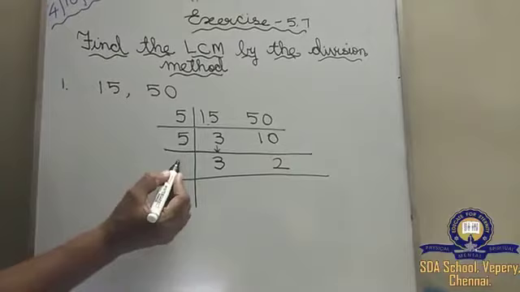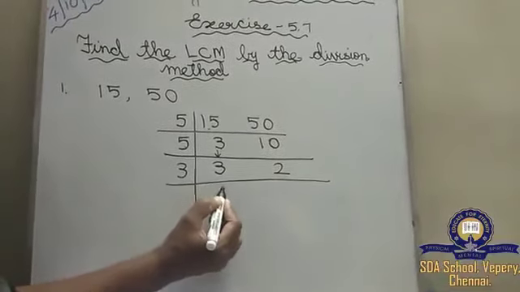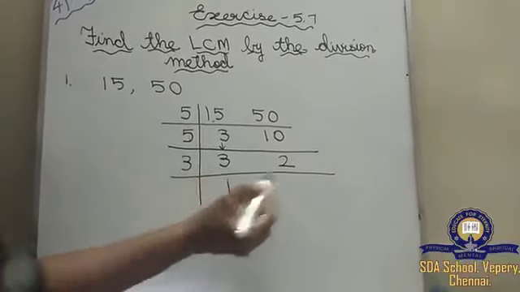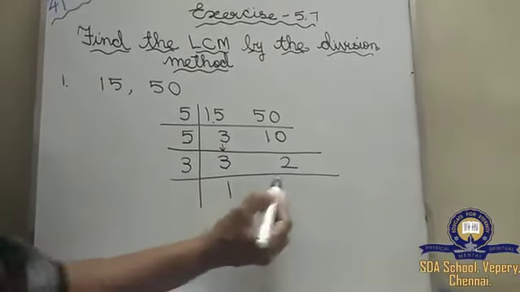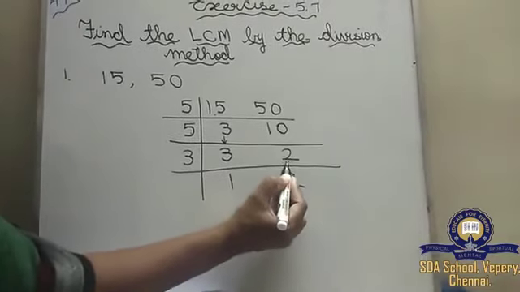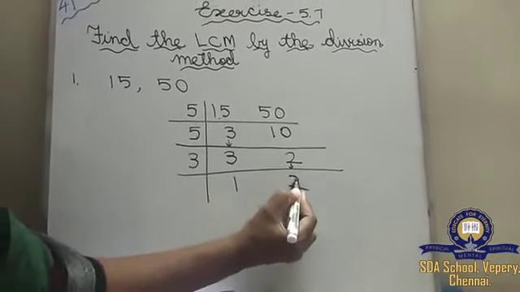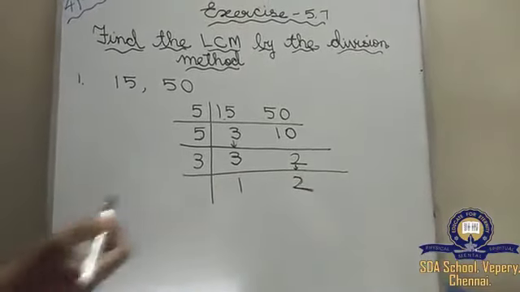So only now we can put 3. 1 3 is 3. 1 3 is 3. But does 2 go in the 3 table? No. So what you have to put, children? You have to bring down this 2 as it is.